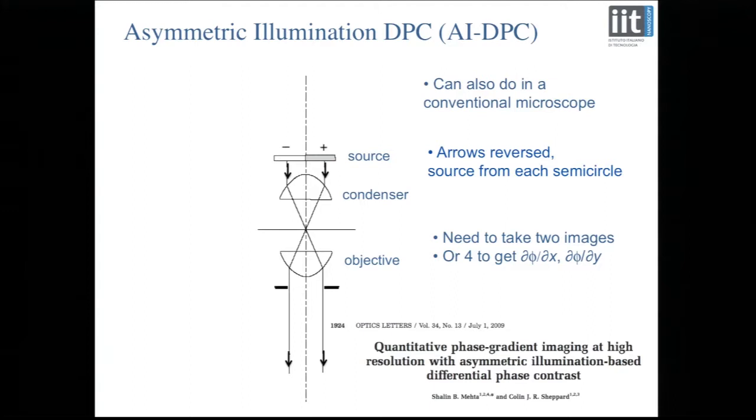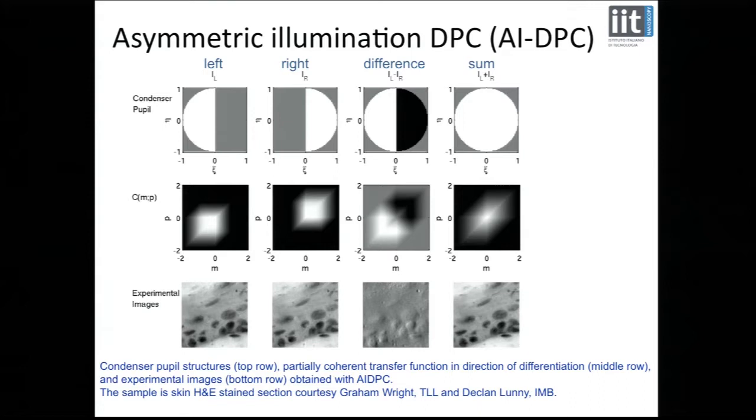And then a lot later, my student, Shalin Mehta, said, well, why don't we do this in an ordinary microscope? So he did some experiments on this. So the idea is you need to return all the rays the opposite way. You need this source here. Of course, you can't have a negative source. So what you have to do is you take one image, you take another image, and you subtract this one from this one. And he called this asymmetric illumination differential phase contrast. And of course, if you want to do this d/dx and d/dy, you need four images in order to do the differentiation in the two directions. And he did lots of experiments on this, getting images from biological samples and so on.